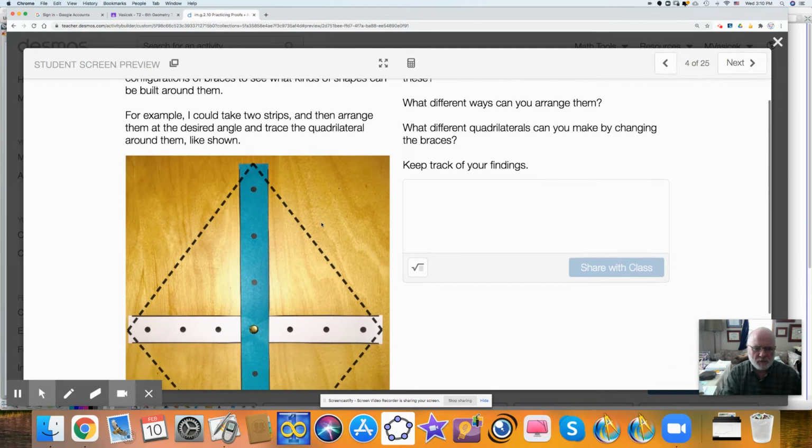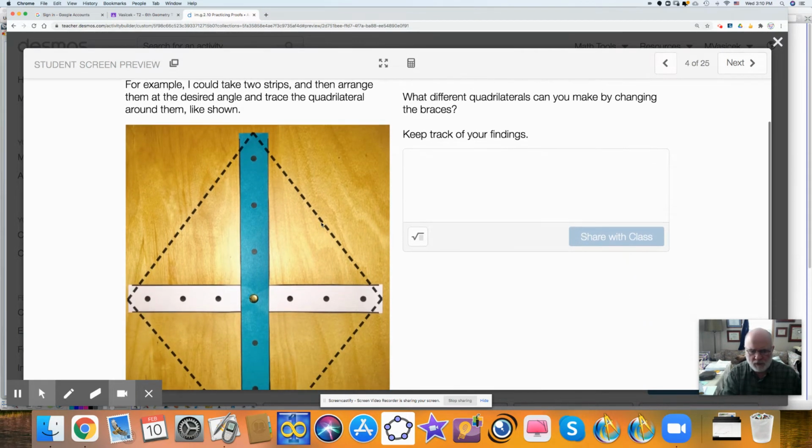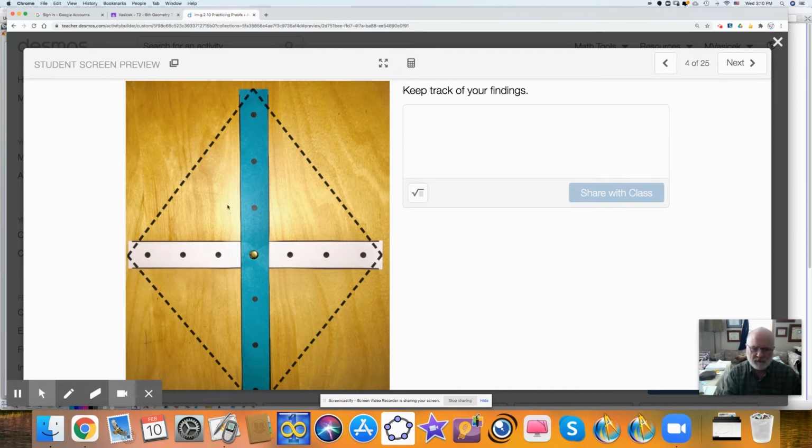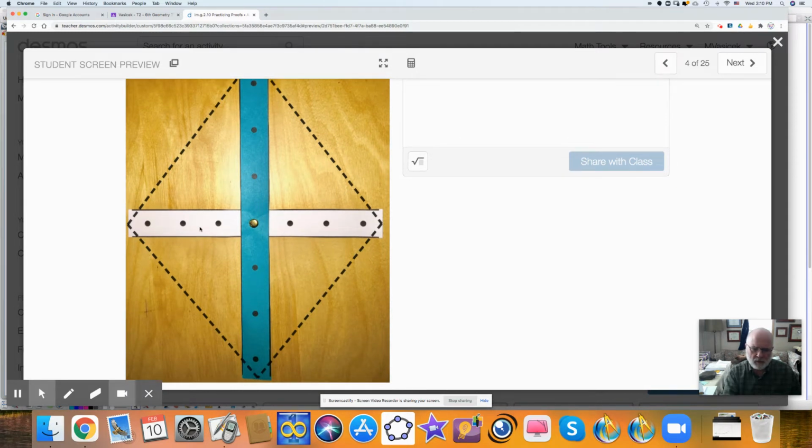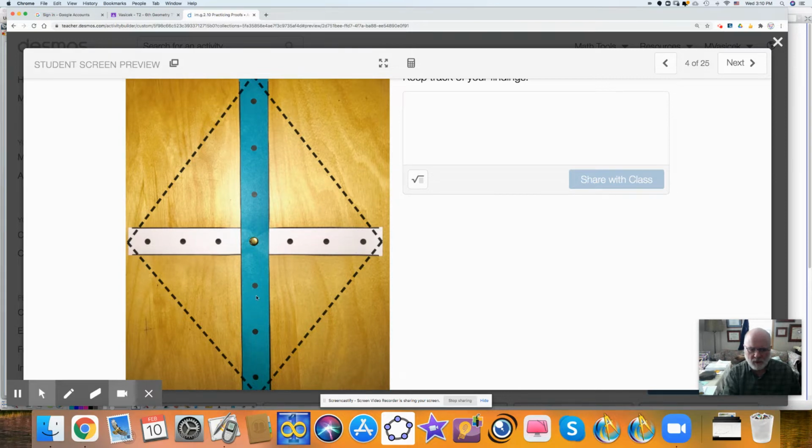In today's lesson, we're going to be looking at different kinds of braces. So here I have two braces. I have a blue brace and I have a white brace. And notice these intersect each other at their midpoint. So I've got three dots on the white on the left, three on the right, three on the top, three on the bottom. And these distances are not the same, so I can't say this is going to be a square. But if these are intersecting at a right angle and they bisect each other, I could identify this figure.